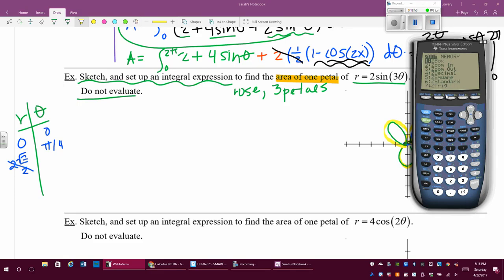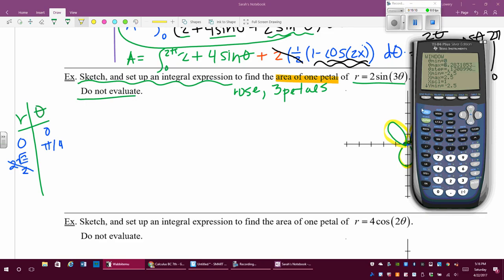Let me zoom in just a little bit. Pay attention to how many times this thing goes around. So there's 1 petal, 2 petals, 3 petals, and this thing actually goes around twice. So I had my window from 0 to 2 pi. This thing actually completes 1 full turn by the time it's through pi.